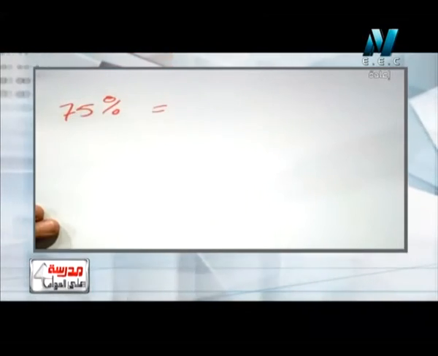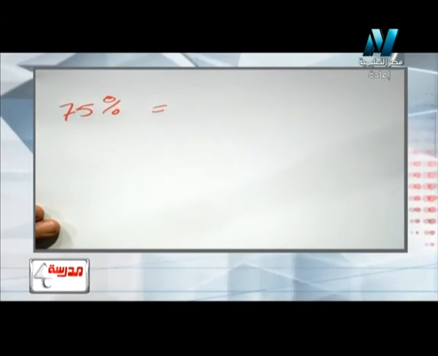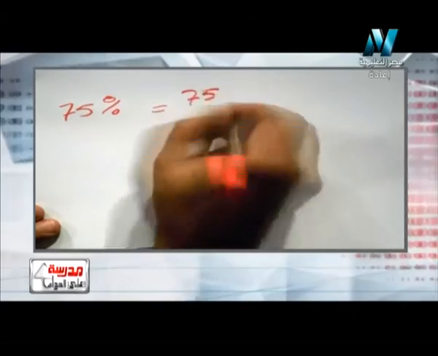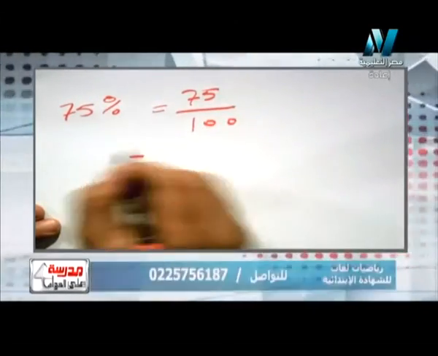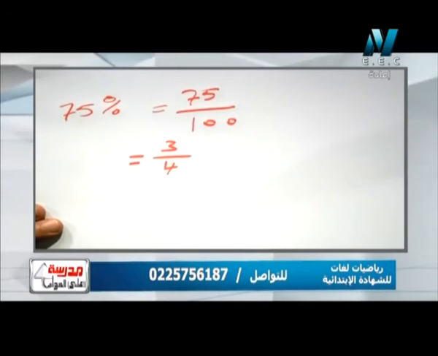Now, a question about the opposite operation. We want to convert into a fractional form or a decimal form. We have 75%. How can we convert it? Excellent. Very good. Just divide 75 by 100. 75 over 100 equals 3 over 4 after simplifying.